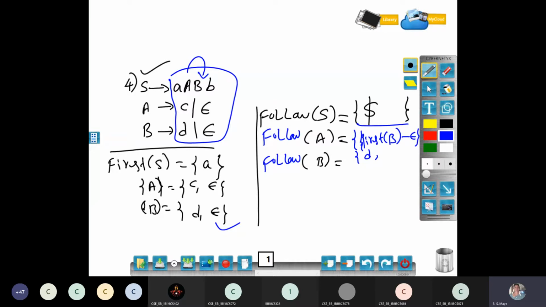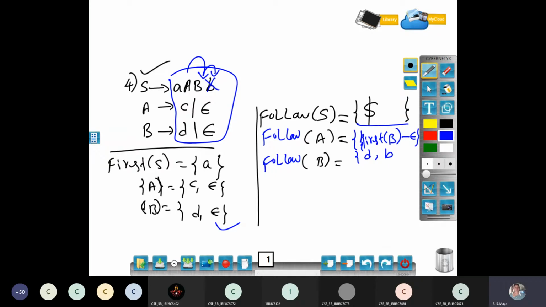Because if epsilon is in the first set, then you have to visit the next symbol. What is the next symbol? B, ma'am. Because of that, I have to add B also. The second rule of the follow set says, if you are computing the follow set of A and find a non-terminal, you have to take the first set of beta, excluding epsilon. If you have epsilon, then you have to check for the next symbol. The next symbol is B. If B is not there, what is your answer? The next symbol B is not present.